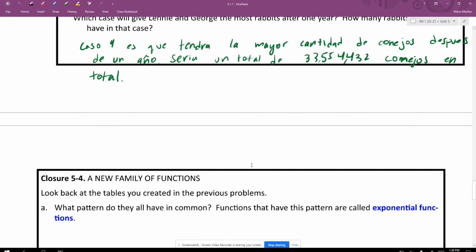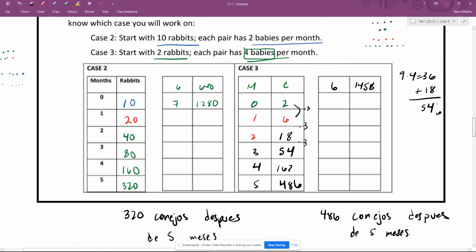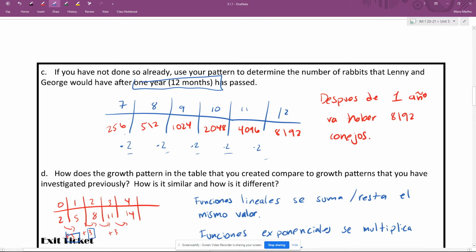One of the things that I really want you guys to notice is that all of these were growing in an exponential form, meaning they were growing by multiplication. Here we were multiplying by 4, by 4, by 4, and so forth. Linear functions grow by adding or subtracting, so these actually grow by multiplying. In case 2, we were doubling the previous month, and in case 3, we were tripling the previous month. And finally, case 1, we were just doubling what was happening.